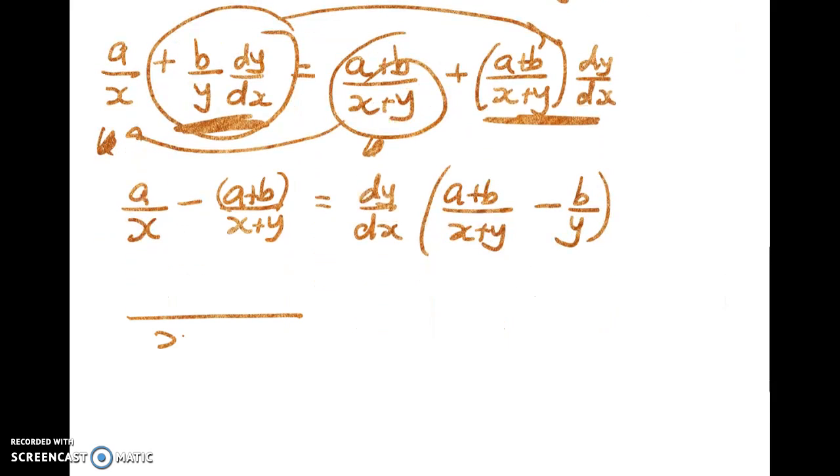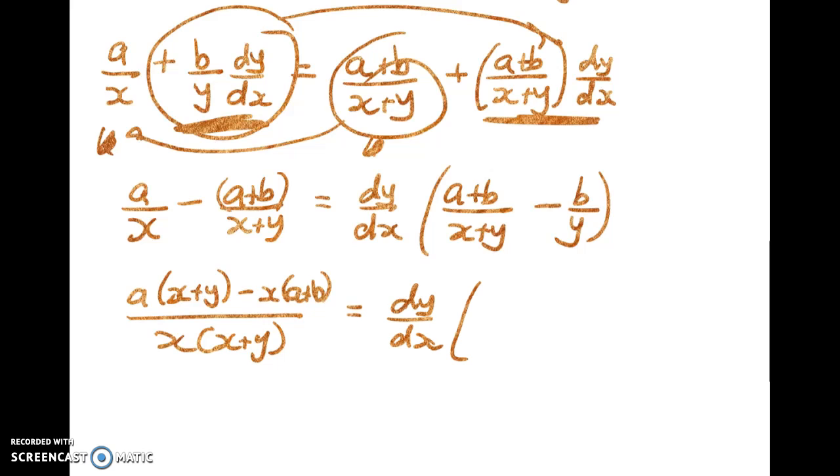Common denominator is the next step, so x times x plus y gives me a times x plus y minus x times a plus b. And that equals dy by dx times, common denominator, y times x plus y, y times a plus b minus b times x plus y.